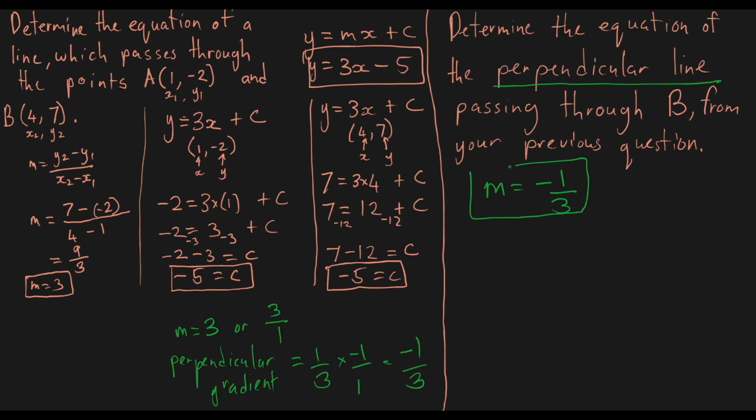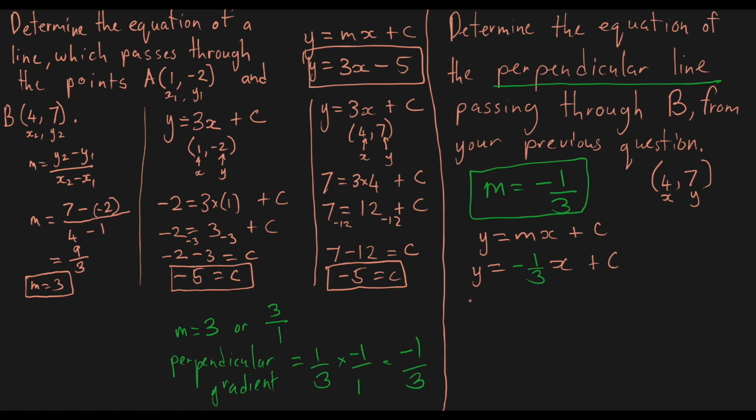So we know that the gradient for this perpendicular line must be negative 1 over 3. That's our first part. We also know that it passes through the point B, which is 4, 7. So this value is x and this value here is y. The equation of the line is y equals mx plus c. We already have the gradient, so y is equal to negative 1/3 x plus c.